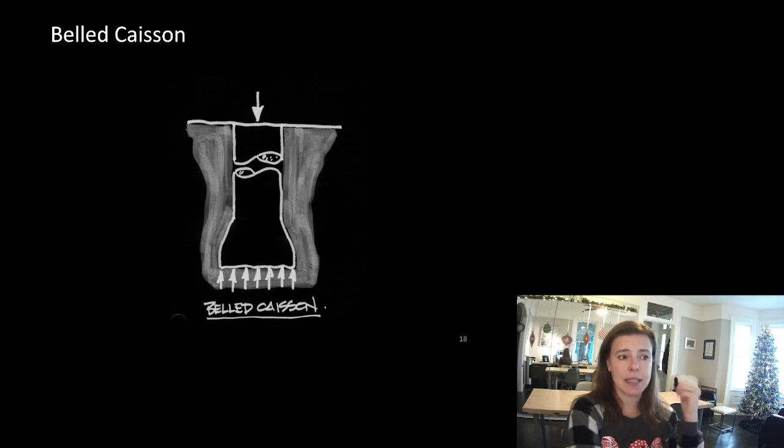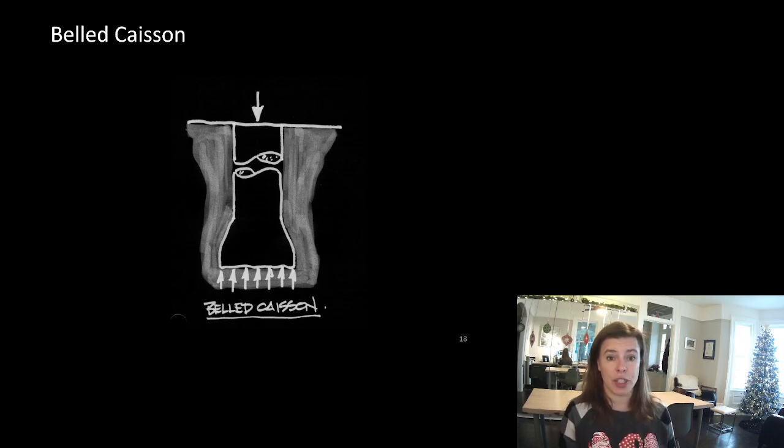I said in the last slide that we can use side friction. What happens when the soil for like the first 10 meters is really crappy? Obviously, we don't really get to use that side friction the same way. So in some locations, what we rely on is a belled caisson.